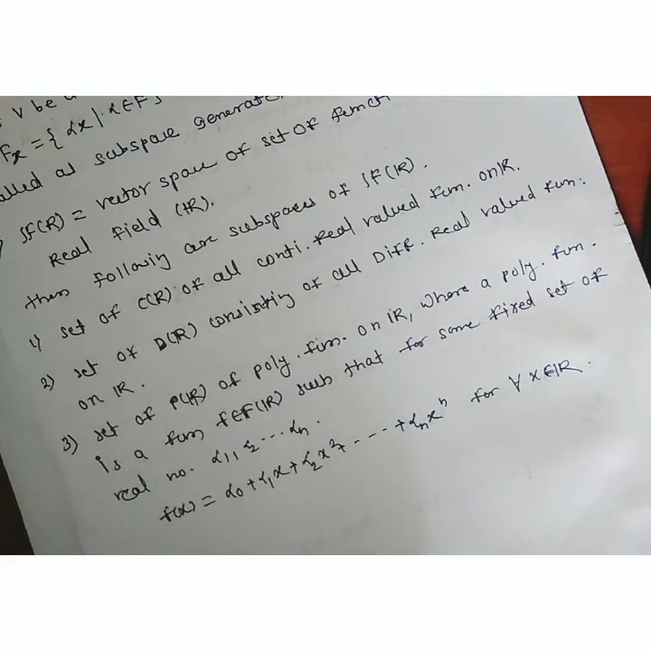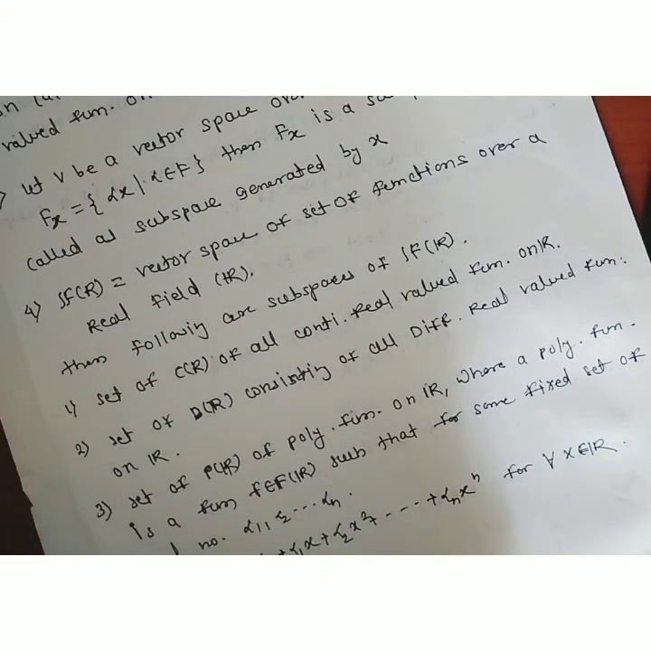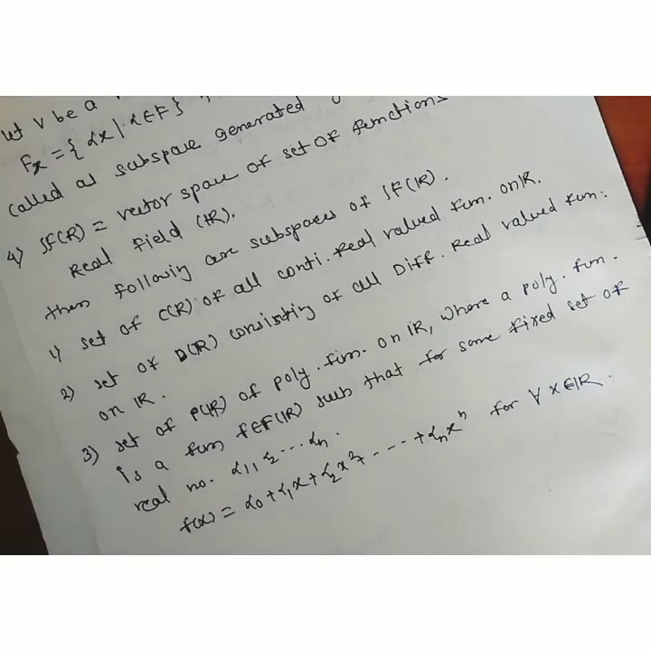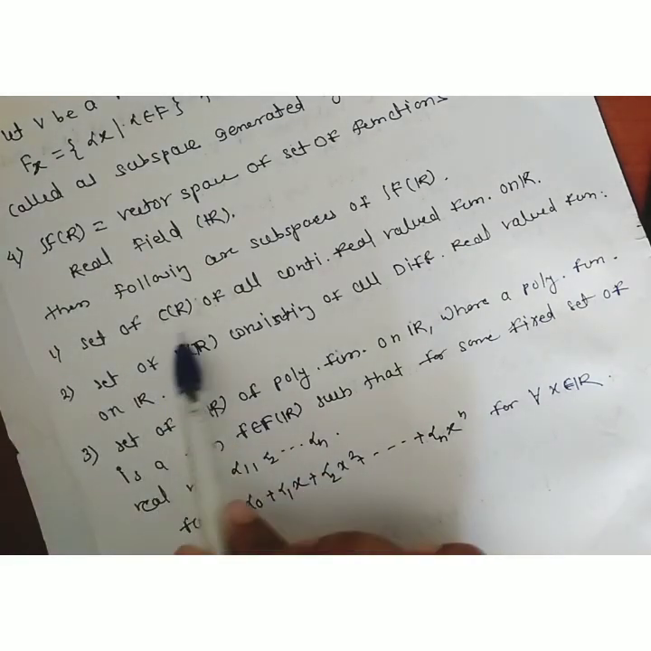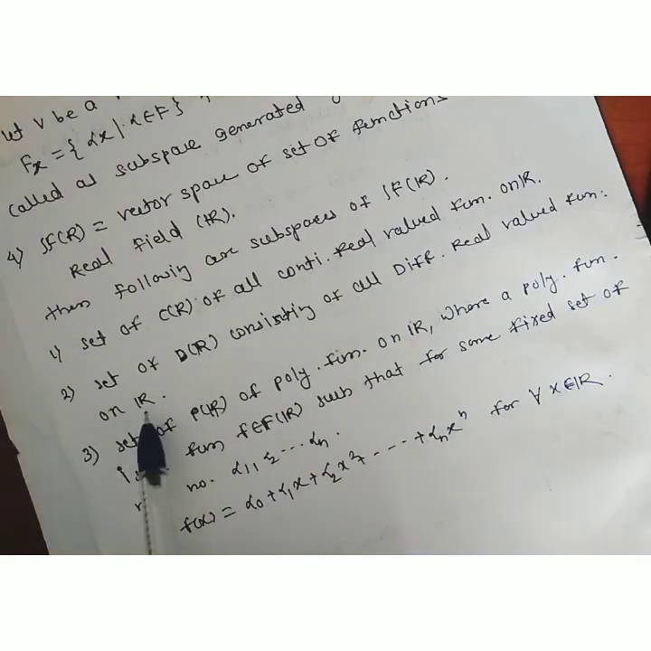Therefore, if we consider the set of real valued functions over the field R, these three are subspaces of that set: the set of continuous functions on the real field, the set of differentiable functions on the real field, and the set of polynomial functions on the real field. So these are examples of subspaces of vector spaces.